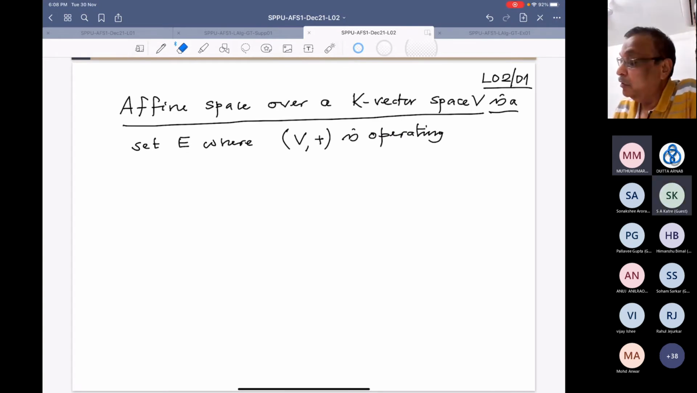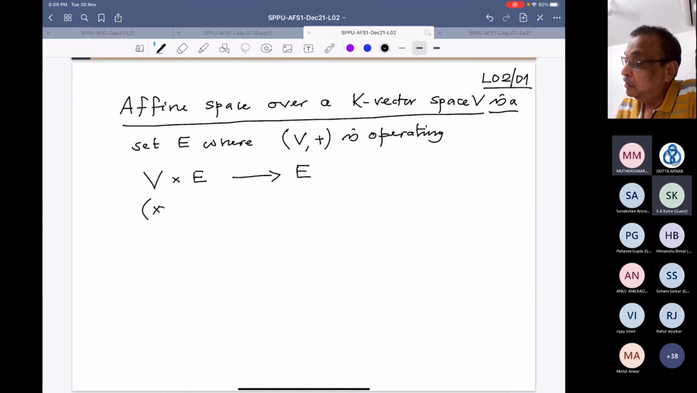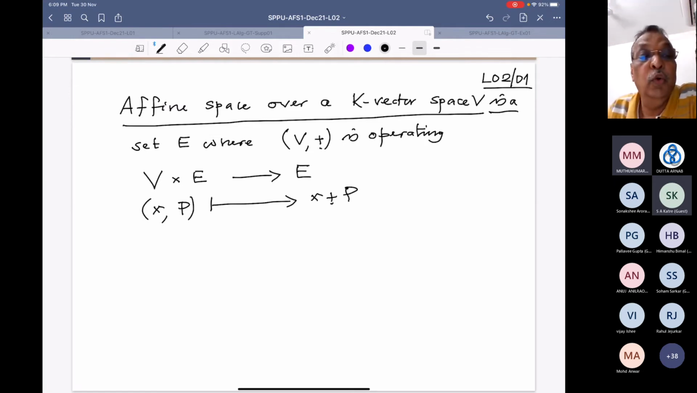So that means E is a set along with this map V cross E to E. And this map is just denoted by (x, p) going to x plus p. And the notation plus is used because the group notation is plus. And what should it satisfy?